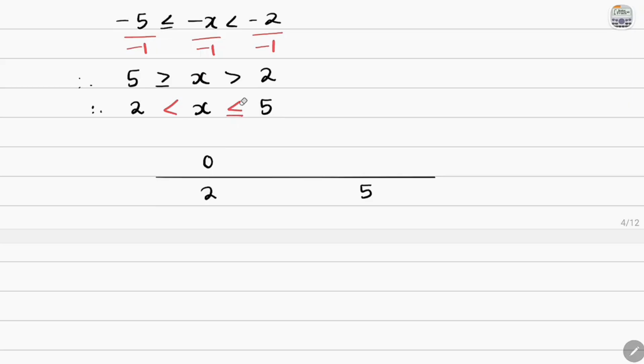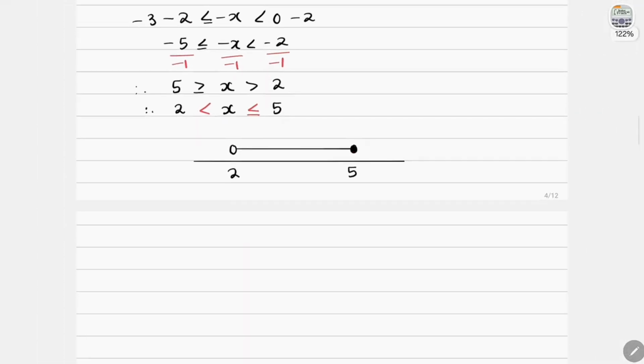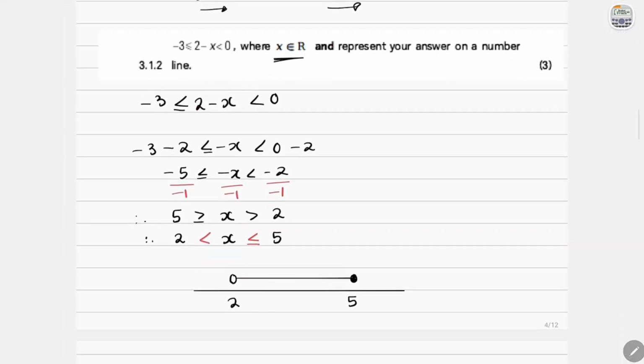But then by 5, it says less than or equal to 5. So here above 5, we put a closed circle to show that x is also equal to 5. 5 is an included value in our solution. And now to show that we are looking at values that are greater than 2, but less than or equal to 5, you draw a line showing that these are all the numbers they are referring to. Numbers that are greater than 2, but less than or equal to 5, and that is how we would represent that. Okay, and so that is it for that question.